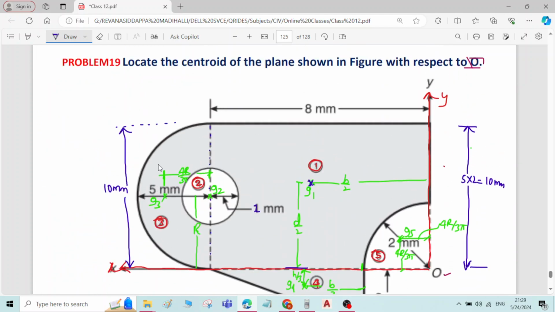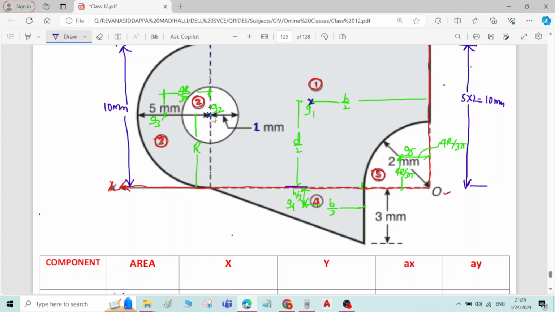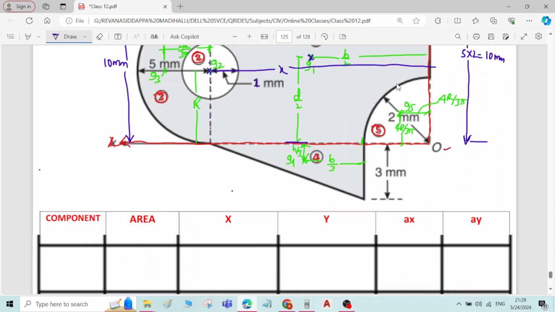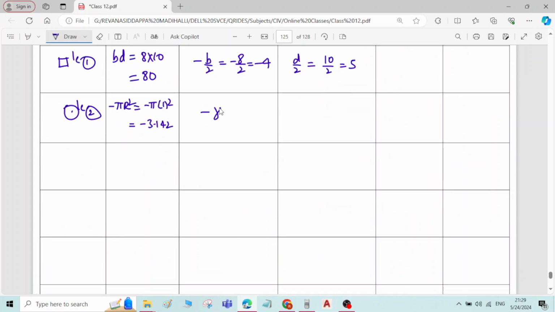Coming to the x value for the circle, the distance of g2 from the reference y axis. This overall distance will be the x value for the circle. It is directly 8 millimeter, right? So minus 8 millimeter.